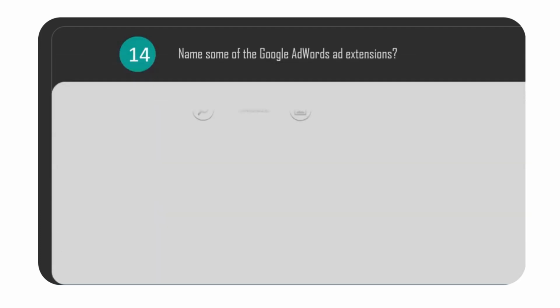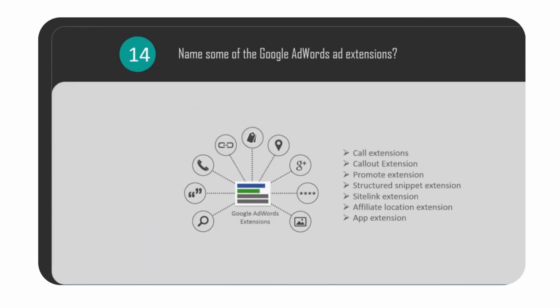Now, moving on to the next question, we have: name some of the Google AdWords ad extensions. Some of the Google AdWords ad extensions would be call extensions, callout extensions, promotion extensions, structured snippet extensions, sitelink, affiliate, location, and app extensions. So, what are these ad extensions? Ad extensions are extra snippets of relevant information about your business that can be added to your AdWords text ads. These can include your business's location, phone number, business ratings, and so on. There are two categories: automatic ad extensions and manual ad extensions.